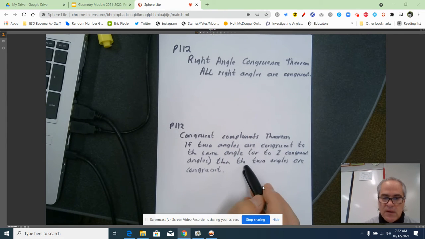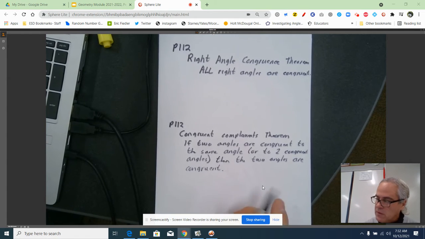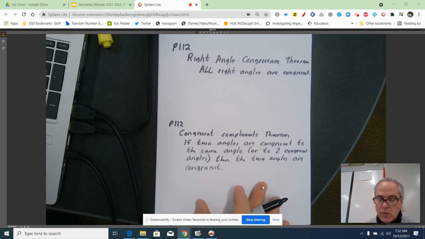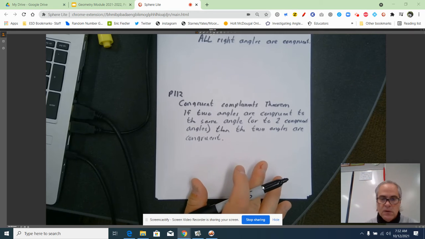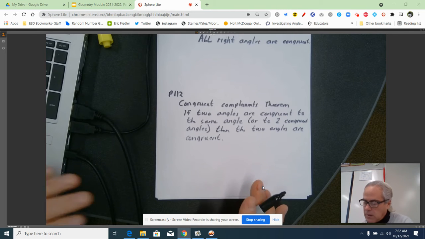Here's one that's not, and this is like the congruent supplements theorem, but it's called the congruent complements theorem. If two angles are congruent to the same angle or to two congruent angles, then the two angles are congruent. It's a lot of words there. Okay, and so now let's do the same thing that I did in the last video. You're going to see almost the same thing, but the word supplements is replaced by complements.